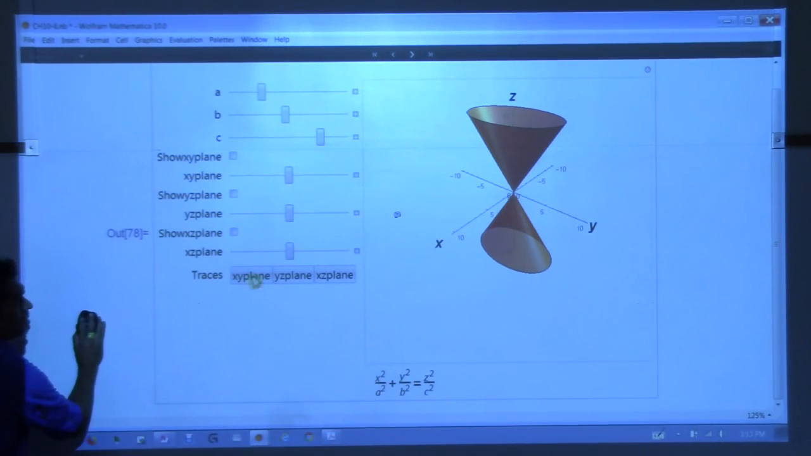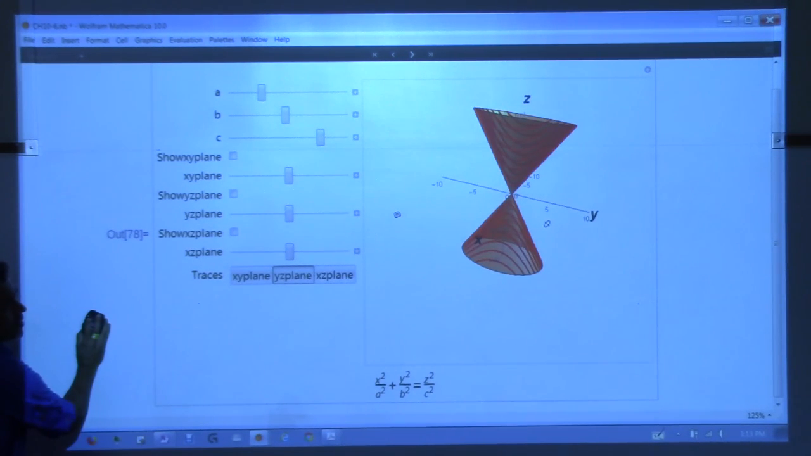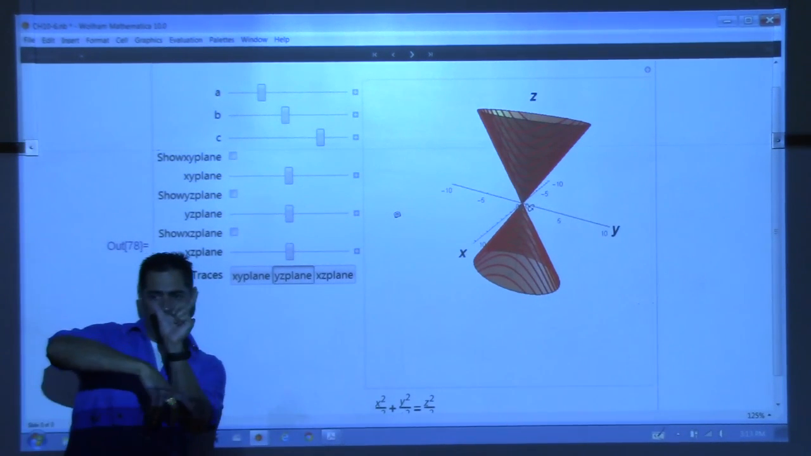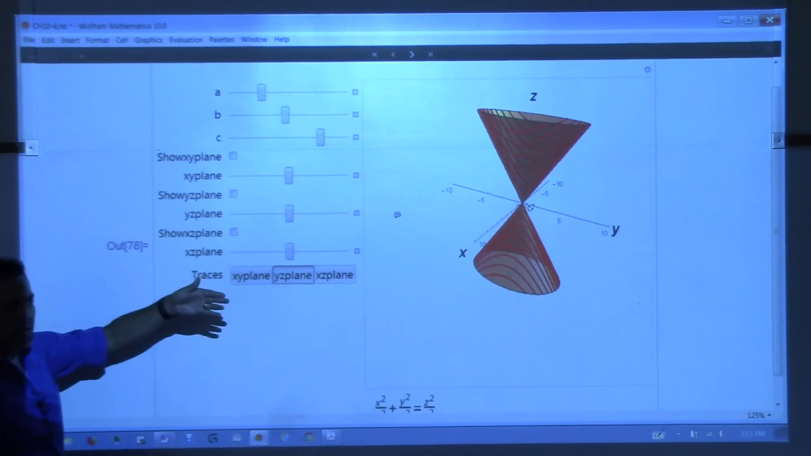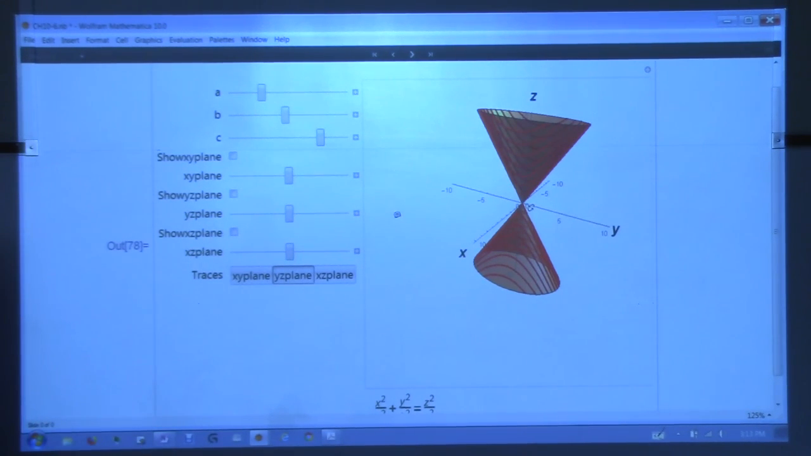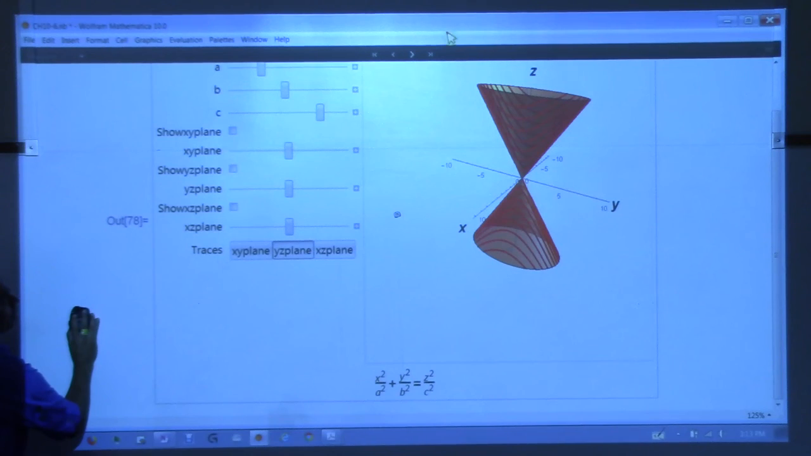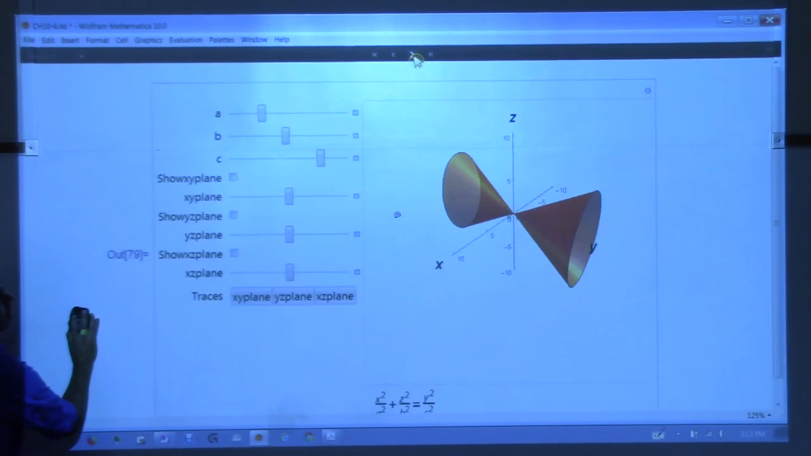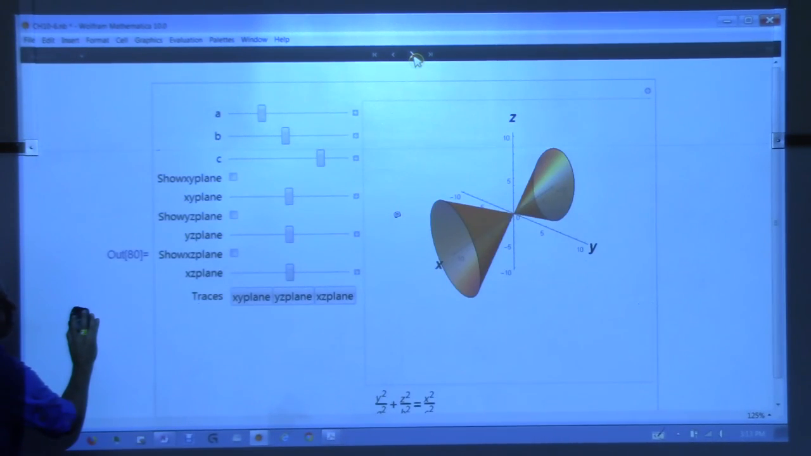The traces are circles. What are those? Hyperbolas, because you have like a top and bottom, like that. And then the other way would also be hyperbolas. So cones. And then of course they could go out the other directions also.